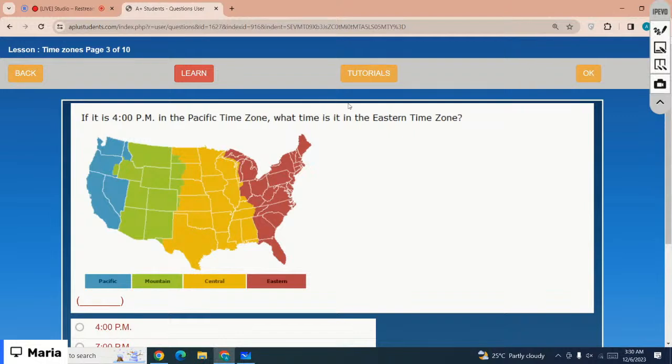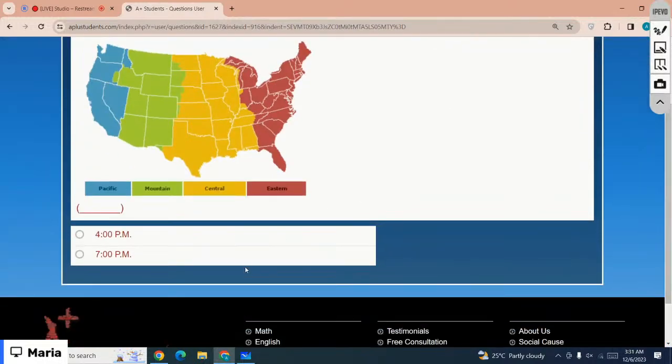Here is Pacific and here is Eastern, right? So Eastern time zone is 1, 2, 3 hours ahead. Eastern time zone is 3 hours ahead of the Pacific, right? You can see the distance between the Pacific and Eastern is 1, 2, 3. So you need to add 3 to 4 p.m. So 4 plus 3 is 7. The correct option is 7 p.m. You need to add 3 to the Pacific to convert it from Pacific to Eastern. So that is 7 p.m.